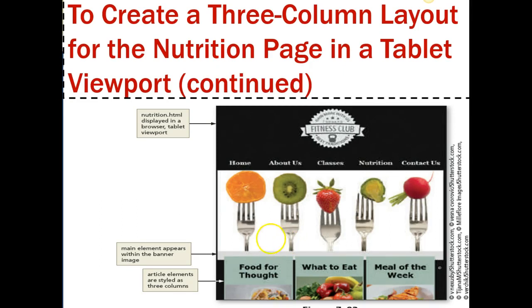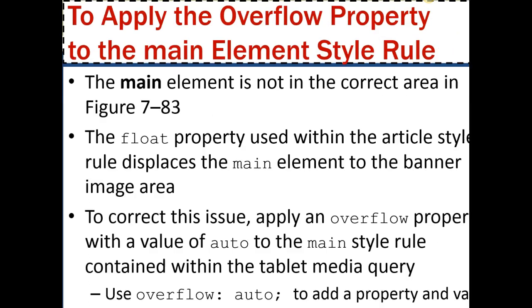So you will have your main element, which appears here, and then you have your article element as basically the three different columns here. So this is how it would look, and these are on page 354 that you will do that.